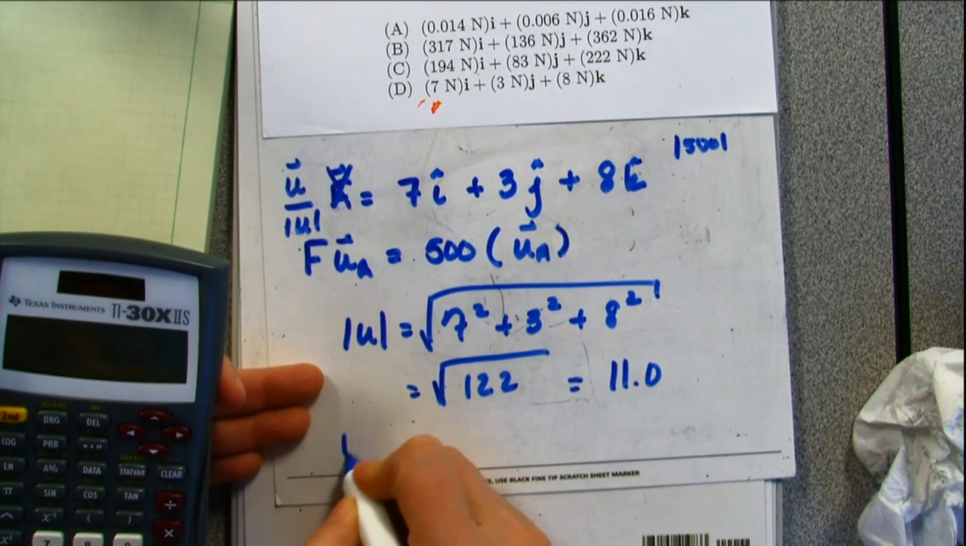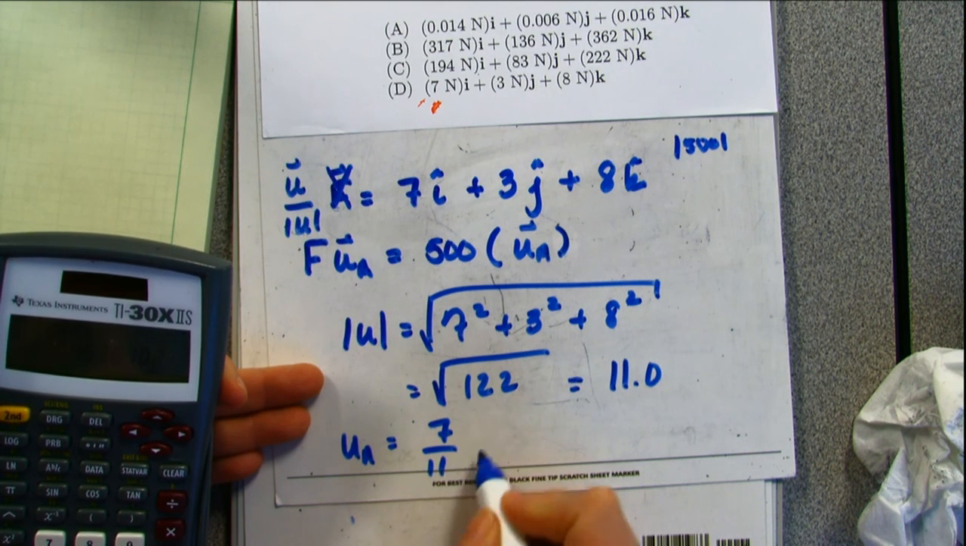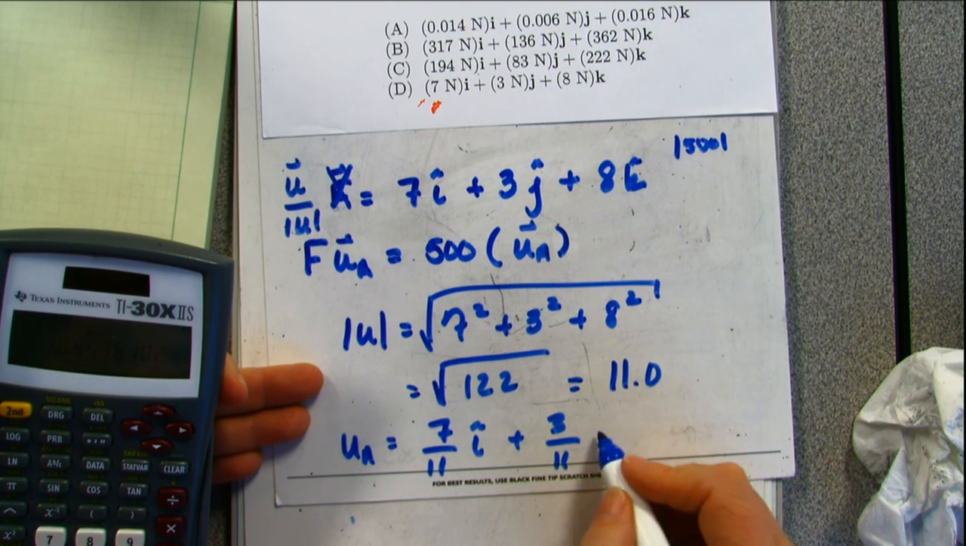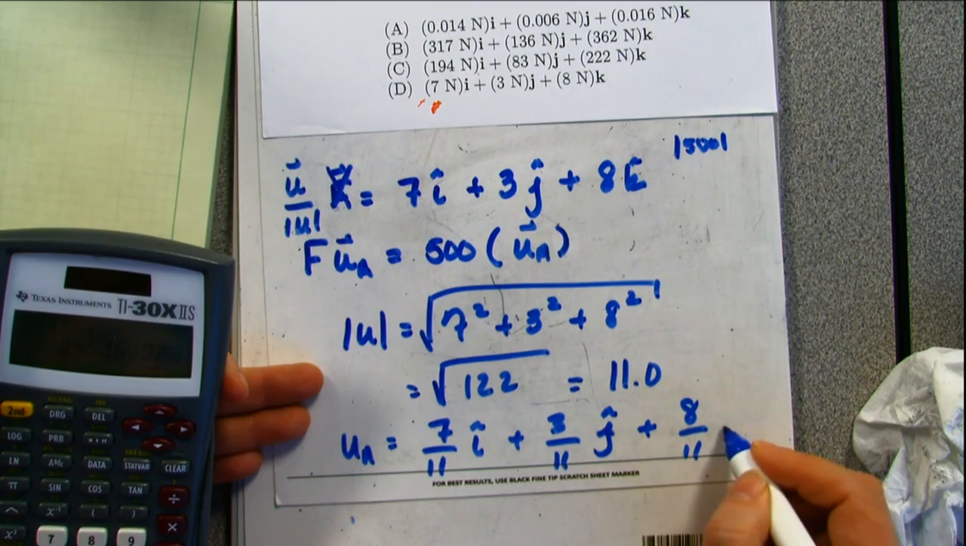So to get my unit vector A, I've got to take 7 divided by 11. I've got to take 3 divided by 11, and that's in the j direction. And I got to take 8 divided by 11 in the k direction.